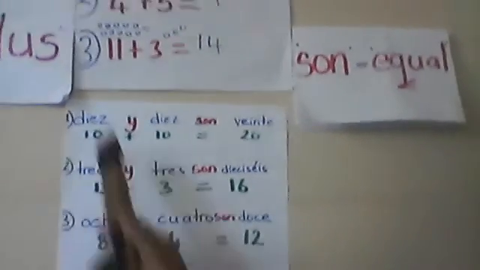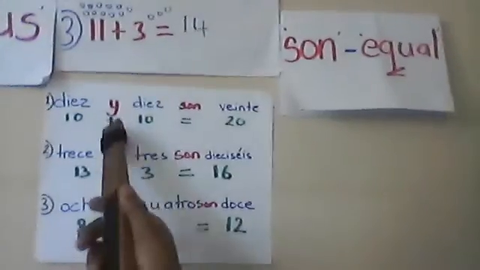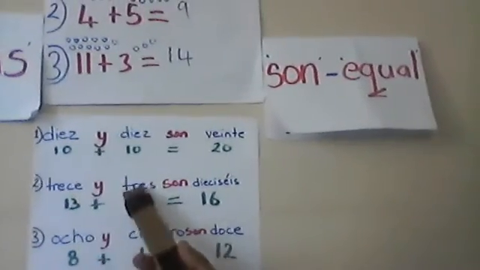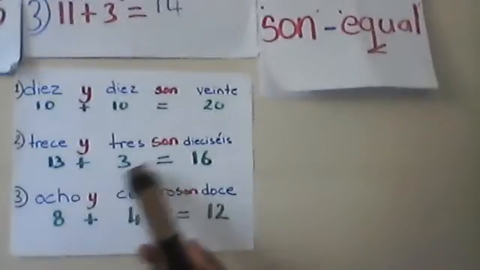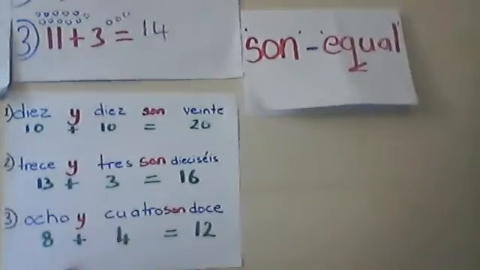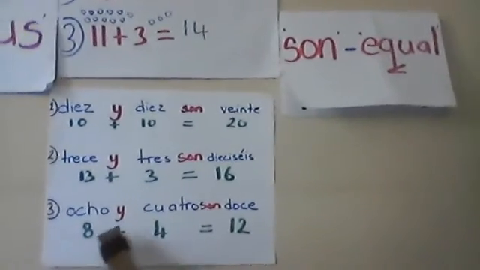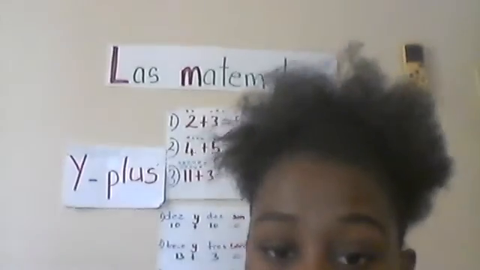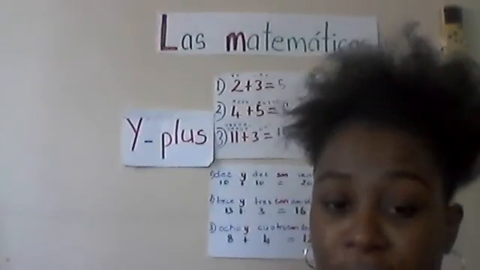Okay? So remember, 10 y 10 son 20 is the same as 10 plus 10 equals 20. 13 y 3 son 16 is the same as 13 plus 3 equals 16. And 8 y 4 son 12 is the same as 8 plus 4, which is equal to 12. Alright? I hope everybody has been following and you're understanding what we're doing so far.